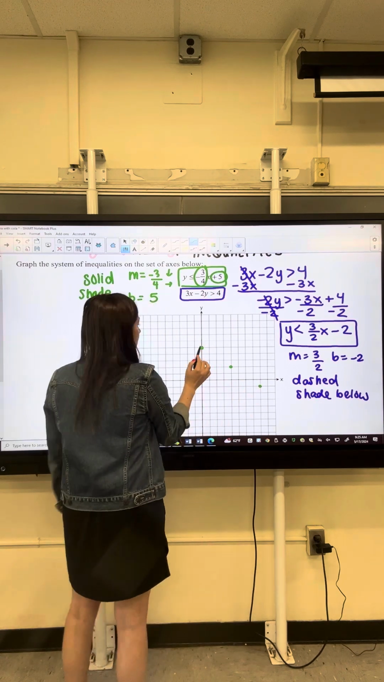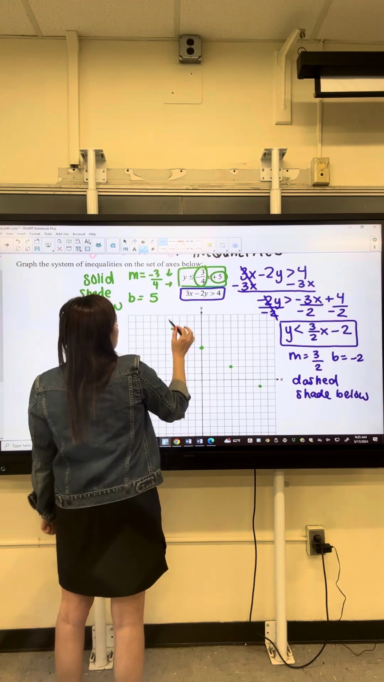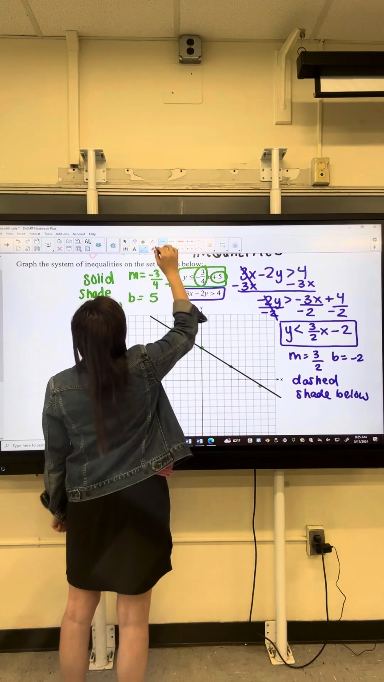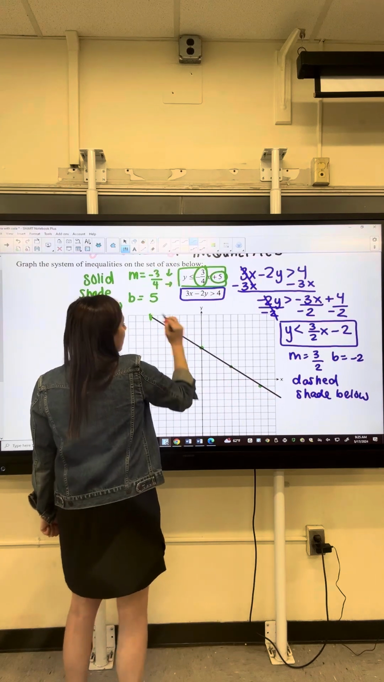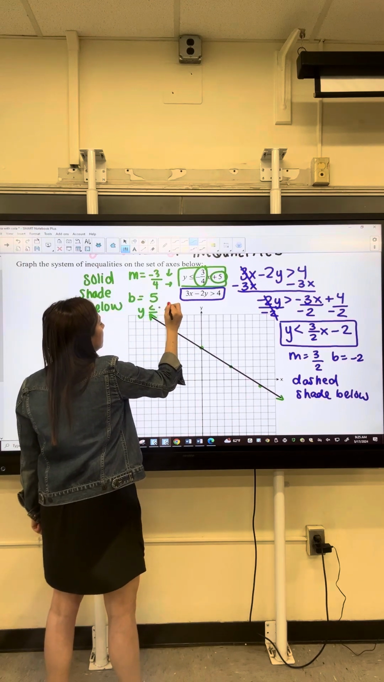And let's go in the opposite direction. Connect it with the straight edge. Put arrows on the end, and you do have to label it since it is a systems. So I'm going to label it with the original.